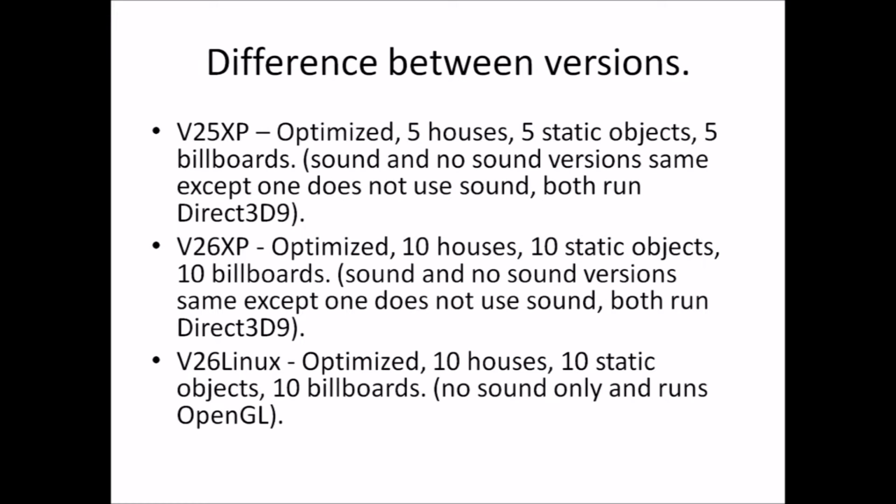Now we're going to talk about the difference between each version. Version 25 XP was the optimized version from the prototype. This included 5 houses, 5 static objects, 5 billboards, and water.